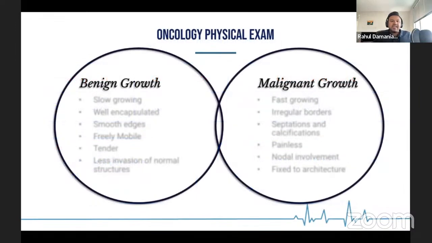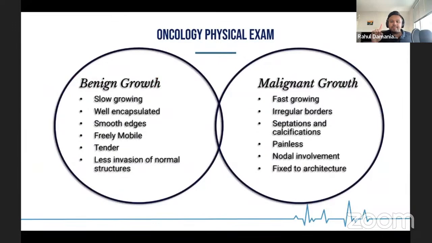One of the key things that you need to note when it comes to neoplasia is understanding that malignant growths are fast, not slow. They have irregular borders. They have septations and calcification. At times, you can have painless neoplastic growths. You can have local invasion, i.e. nodal involvement, and they're going to be fixed to the architecture.